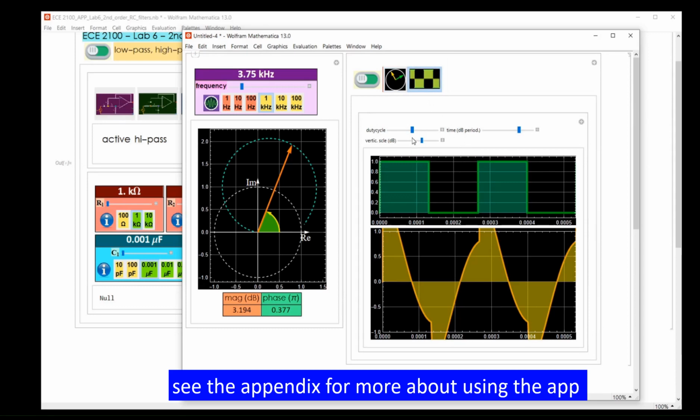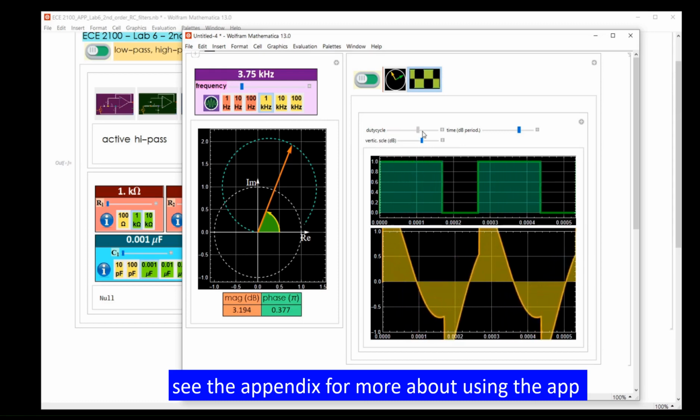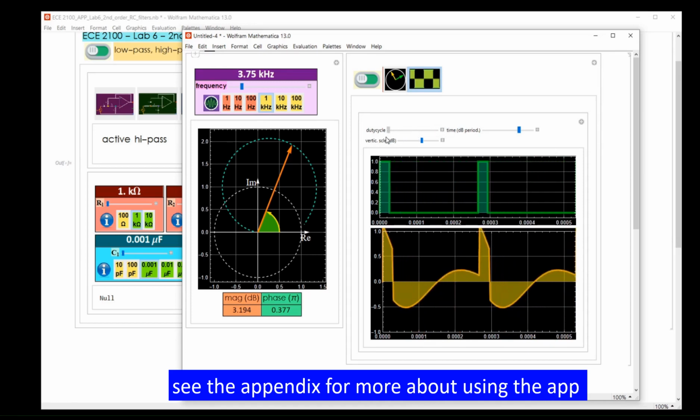Square wave also allows to check the oscillatory response to a step function. The frequency should be much lower than the oscillatory frequency of around 3.5 kHz so that the response can be easily seen.